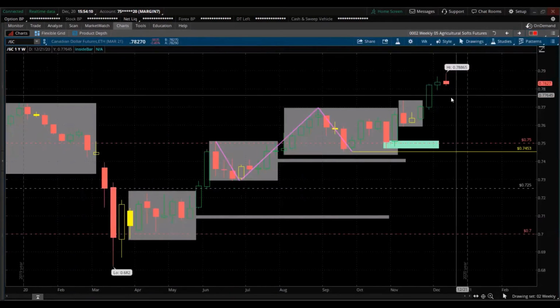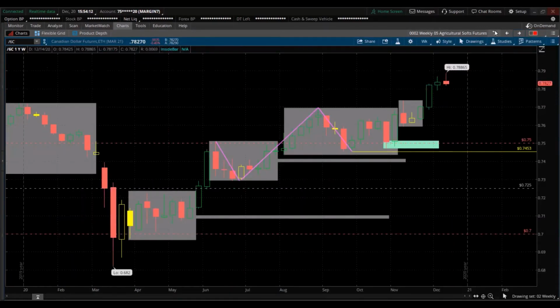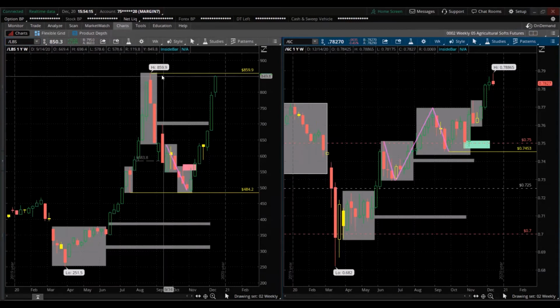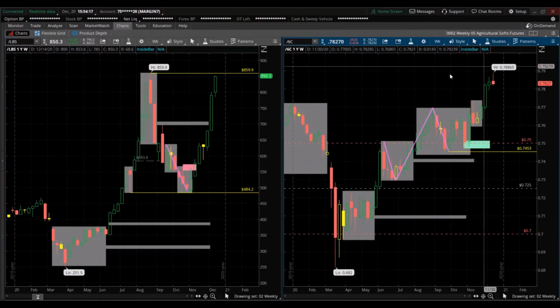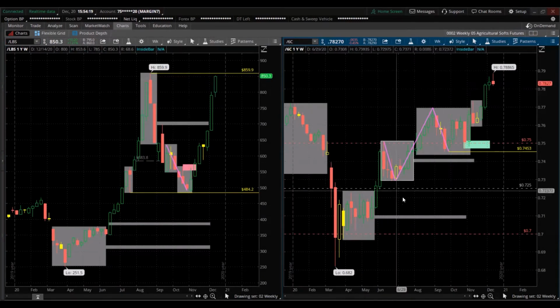What's the Canadian dollar doing? It's also making higher highs, side by side. Lumber, Canadian dollar, both up strong, and the US dollar is going lower.